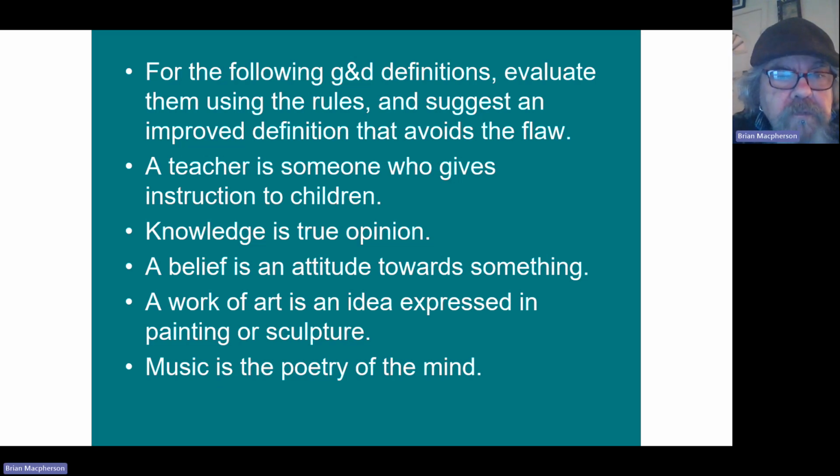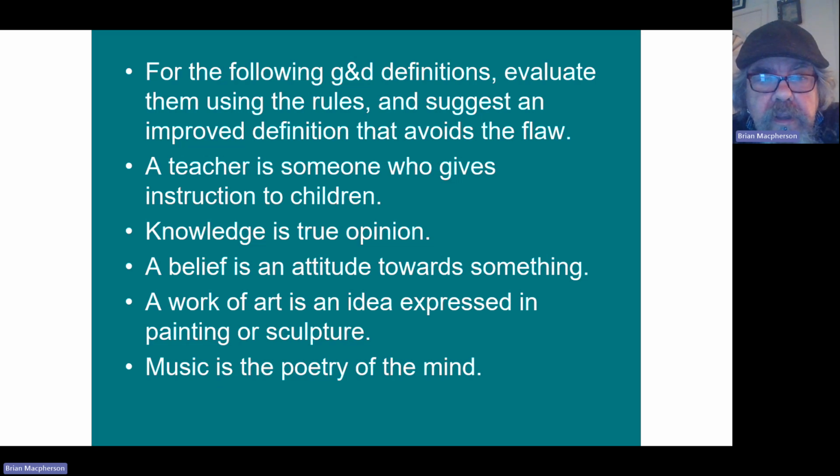Below it, a work of art is an idea expressed in painting or sculpture. Okay, well, for example, would you agree that a great novel, like one of Dickens' novels, like Oliver Twist, or Victor Hugo's Notre Dame de Paris, are fantastic works of art, but they're neither paintings nor sculptures. So therefore, it's too narrow, right? Because it rules out a lot of other things, like a great novel or dance, for example. Interpretive dance can be regarded as art, right? Okay, so it's too narrow.